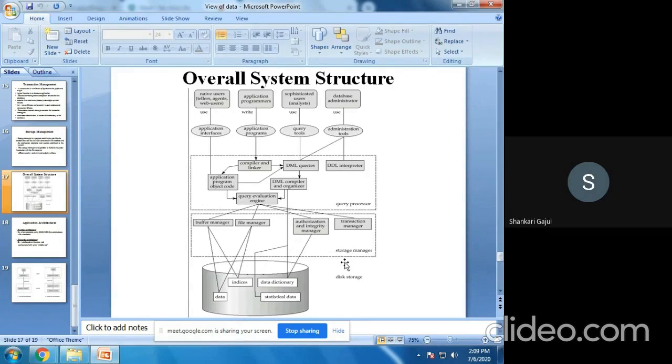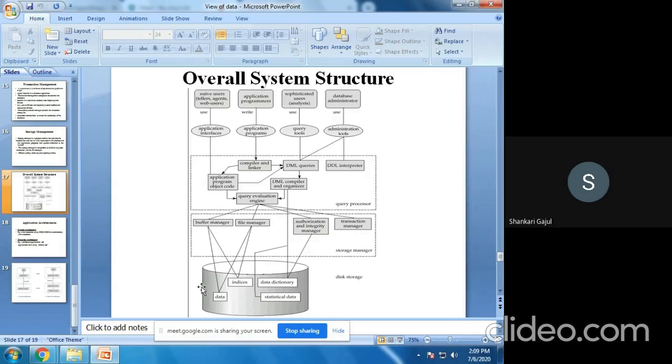What about the next one, the transaction manager? The transaction manager of the storage manager ensures that the database remains in a correct state if a system failure occurs. It checks that whatever data we are storing in the database should be in a correct or valid state, even if system failures or other problems occur. That has to be controlled by the transaction manager of the storage manager.